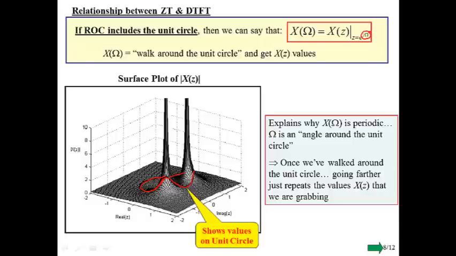This also explains why X of omega is periodic, because we're now seeing that the variable omega plays the role of an angle around the unit circle. So once we've walked around the unit circle once, we're right back to where we started. We've gone 2 pi. That's the 2 pi periodicity of the DTFT. So this explains a lot.